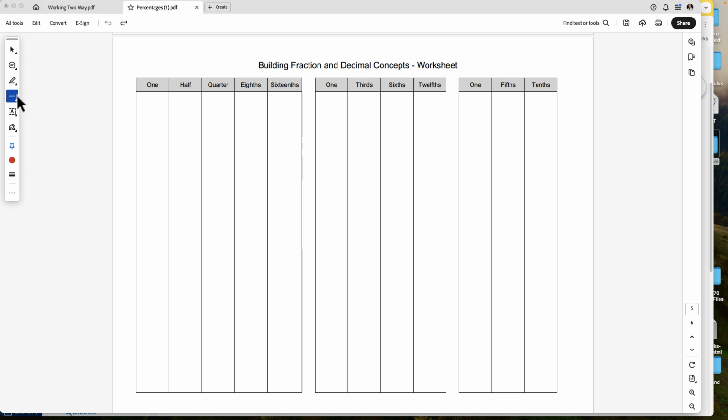Let's see, and what we're going to do is we're going to call this column one thing. Okay, so this is one thing that has not been divided, so it's 1 out of 1, if we want to think of it as a fraction. And then we're going to cut it in half.